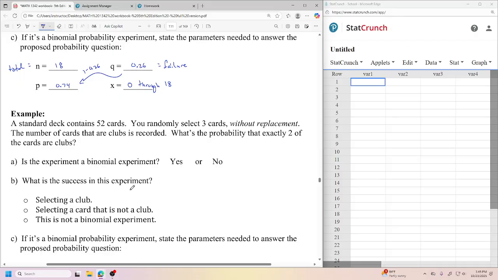Okay. Now it says we got a standard deck of cards. You randomly select 3 cards without replacement. They're asking what's the probability of 2 clubs? Remember that binomial's got to be a yes, no, cheese or no cheese, success, failure. I don't really see that here as much.